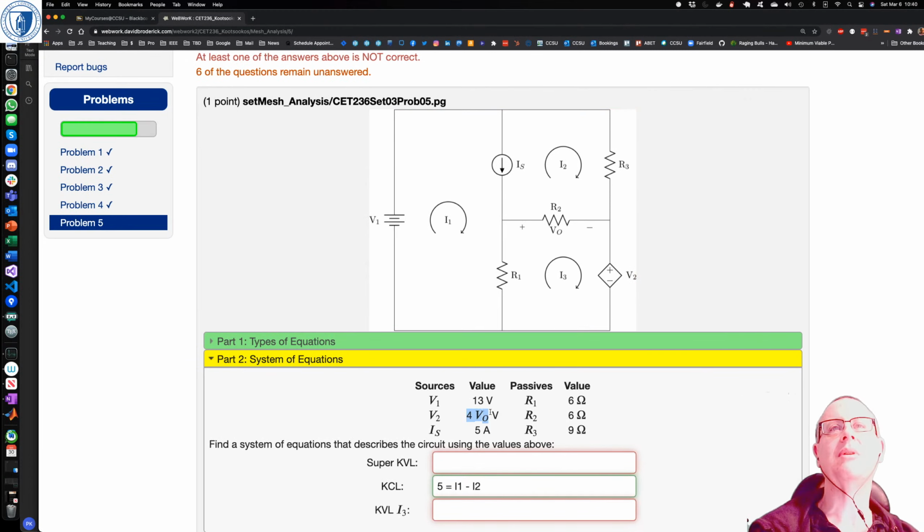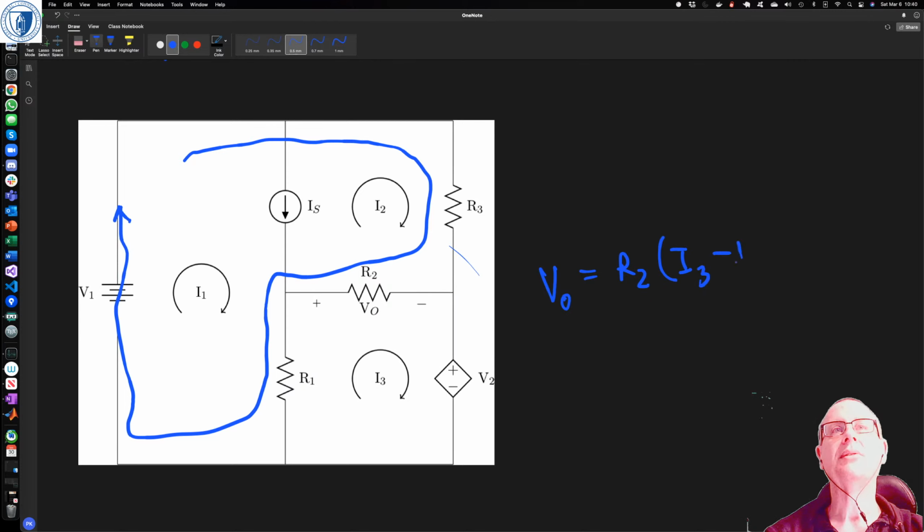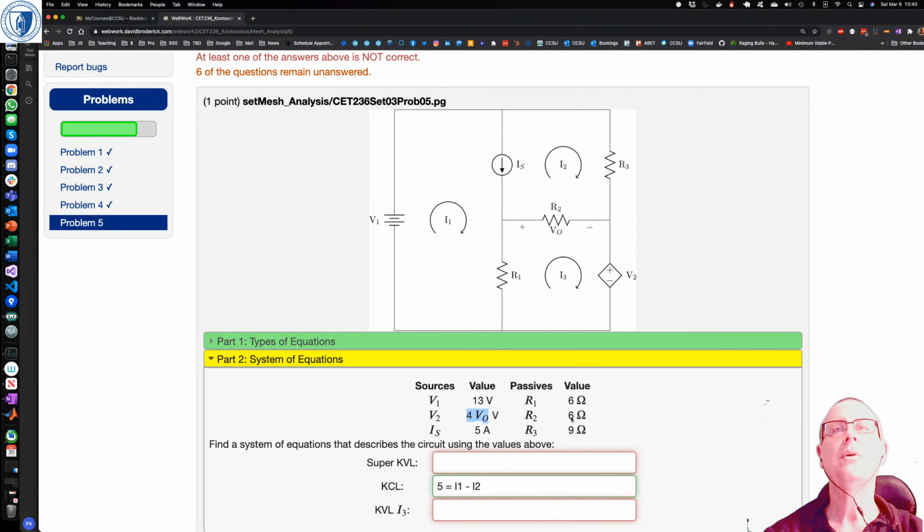Right, so we need to figure out what V out is. Let's have a look at what V out is. Well, V out is equal to, it's going in the right direction, the right polarity for I3, so it's going to be R2 times I3 minus I2. Okay, whatever R2 was, R2 is 6 ohms.